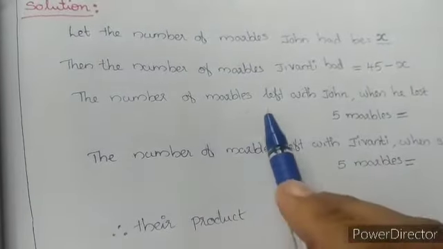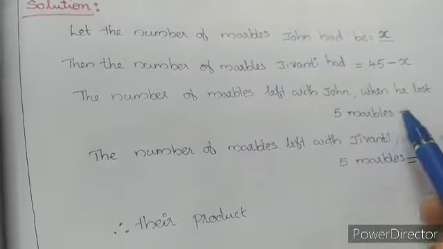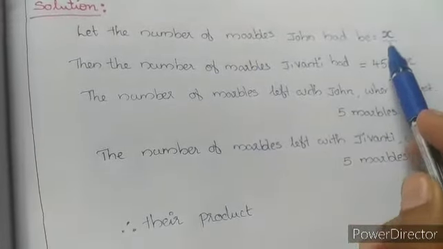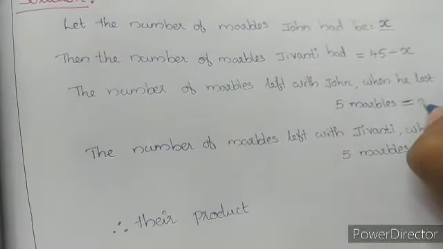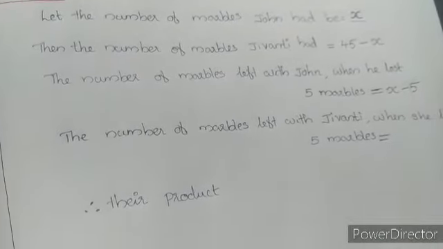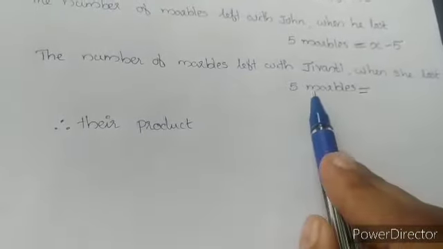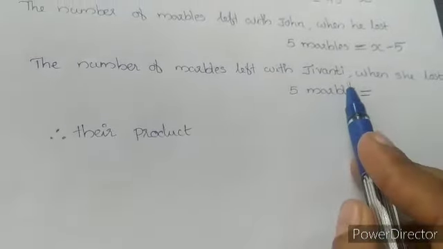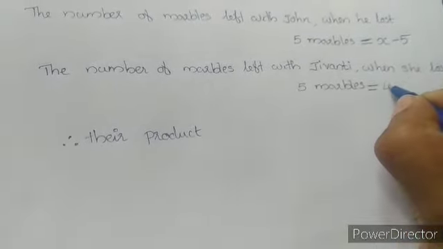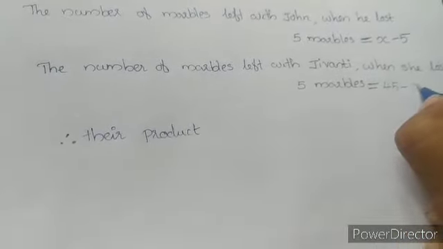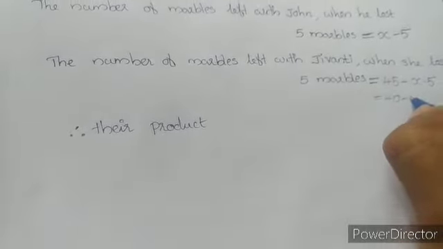Now the number of marbles left with John when he lost 5 marbles. John had x marbles. When he lost 5 marbles, the remaining will be x minus 5. Right? Then what will be the remaining marbles with Jivanti? Number of marbles left with Jivanti when she lost 5 marbles, that is 45 minus x minus 5. Right? That is 40 minus x.